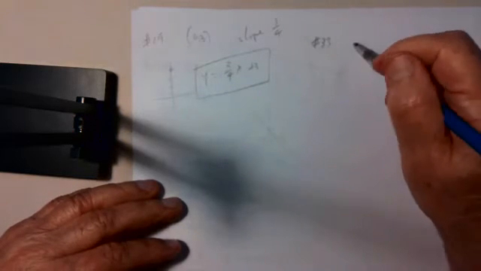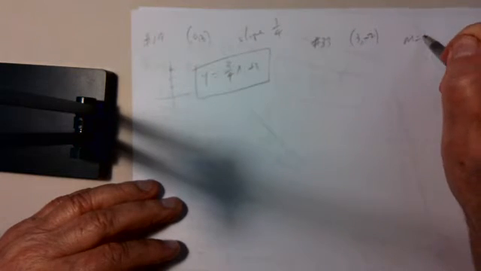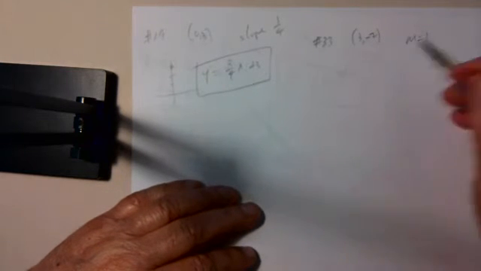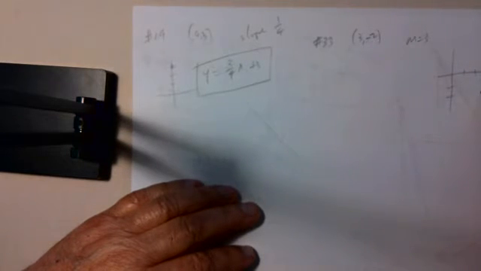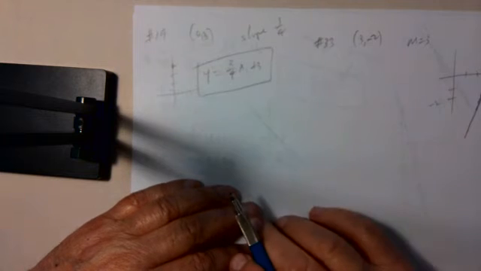In number 33, we have a line that goes through the point 3, minus 2 and has slope 3. So what does it look like? Here's the point 3, minus 2. The line goes through this point with slope 3. What's the equation of the line?